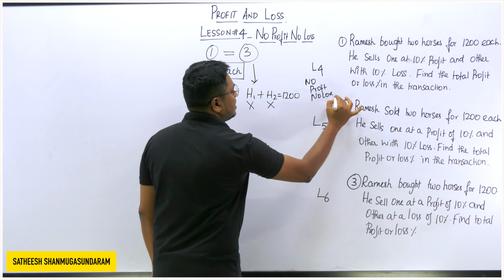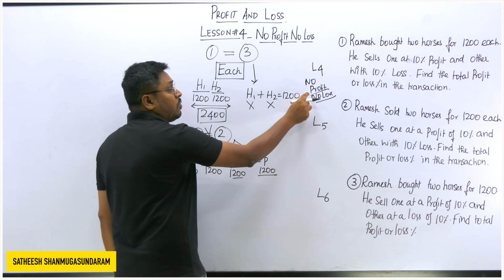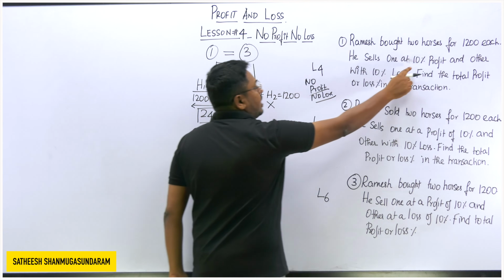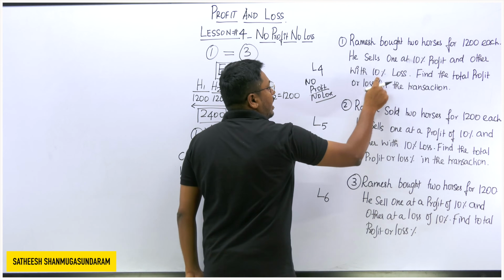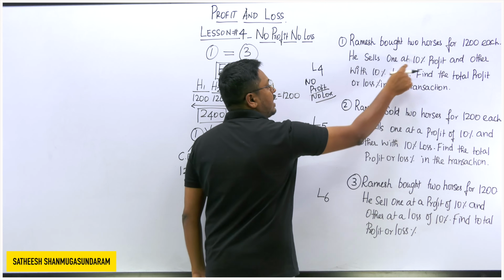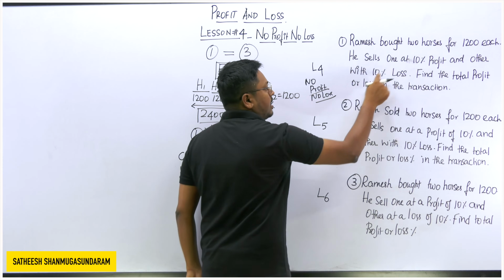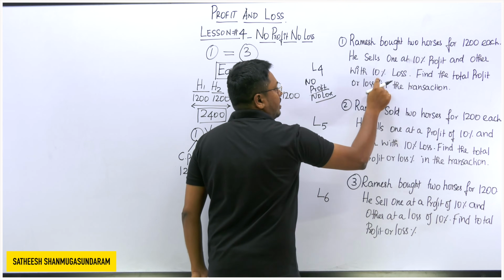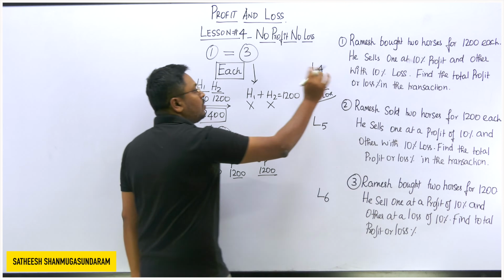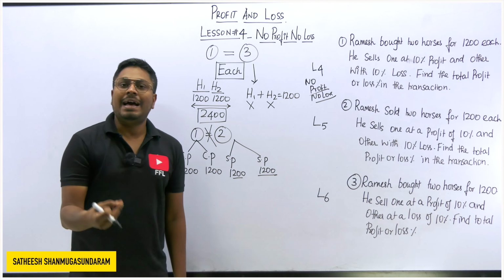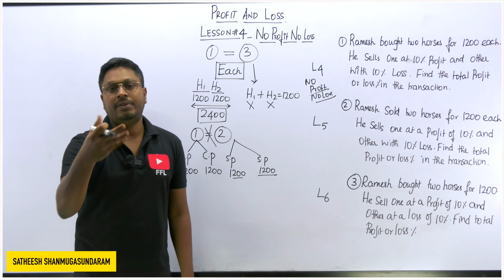So why? Just listen here. When should you say no profit, no loss? If both the values are the same, 10%, 10%. If both the values are the same, either 20, 20 or 8%, 8%, if he bought something and the word "each" is there, then definitely you don't want to solve the question. You can directly say the answer will be no profit and no loss.